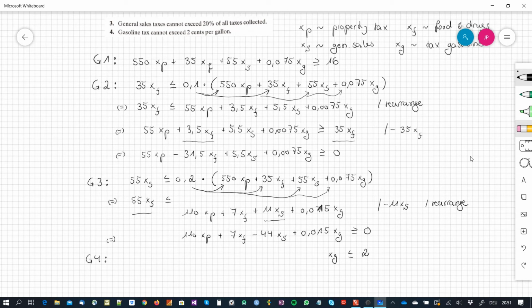The last thing that we need to denote is, of course, that all variables are larger or equal to 0. So now we are ready. We have formulated the goals, and now we can define the goal programming LP.